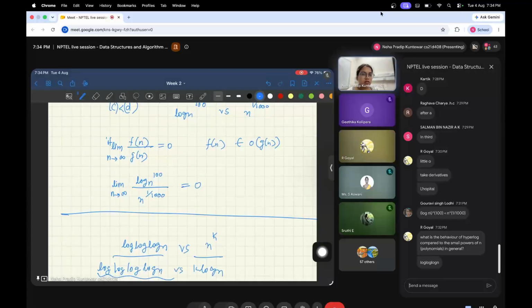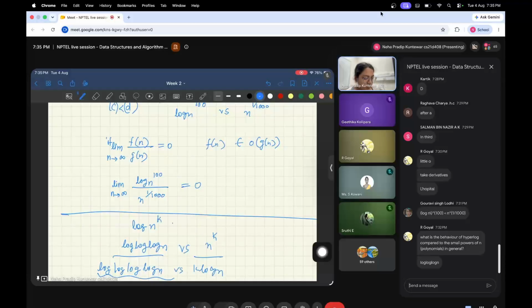In terms of growth, is that what you're saying? In terms of the growth of the function. That is counterintuitive, no? Because the more logs there are, the slower and slower the function becomes, whereas polynomials are faster growing compared to that, right? So maybe what if we compare log n raised to the power k with n raised to the power k?